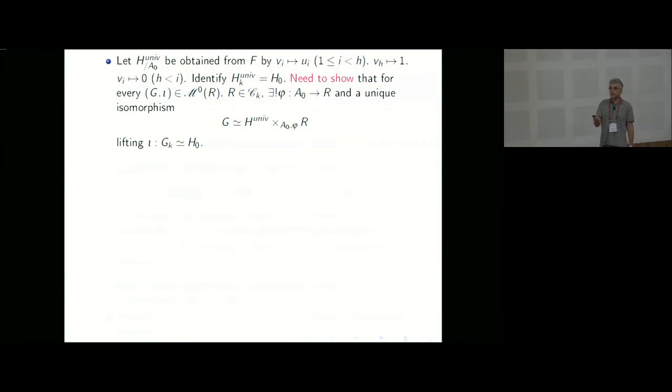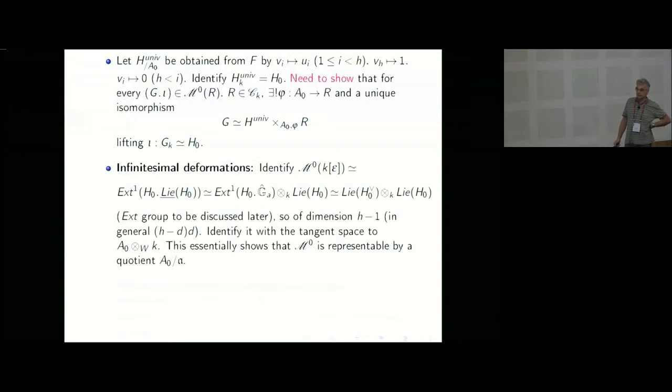And this is what you have to show, right? This is what it means to be representable. And as always in deformation problems, the first step is to calculate what's called, I'll finish in 2 minutes, I just want to finish this topic, to calculate what's called the tangent space to the deformation functor. And this is when you evaluate the deformation functor not at k, where it's just a point, but at k epsilon, where this is the ring of dual numbers as before.